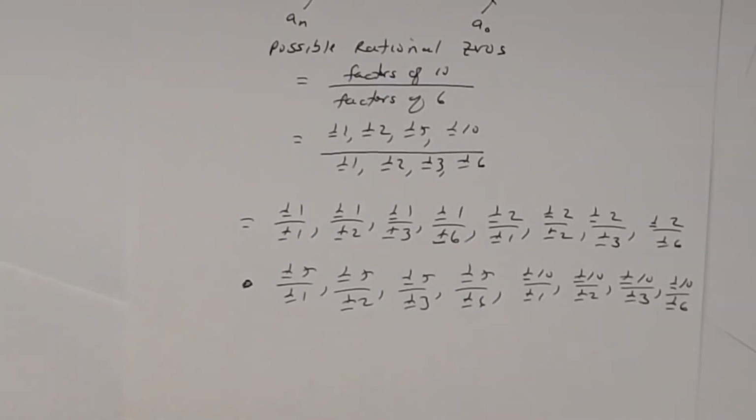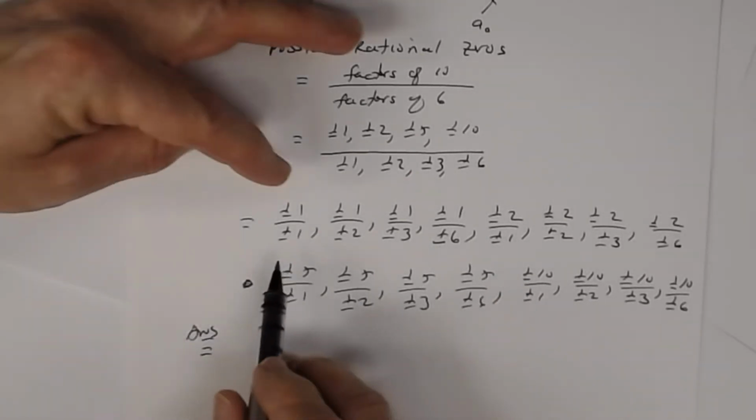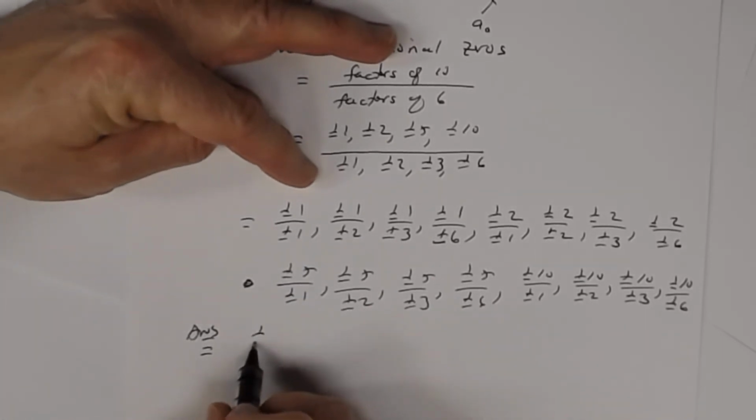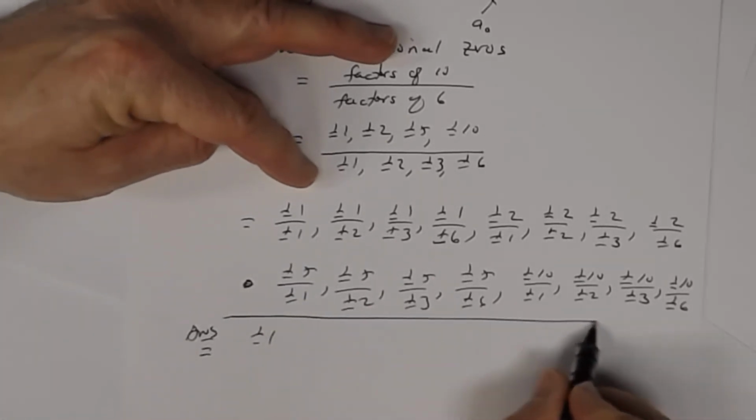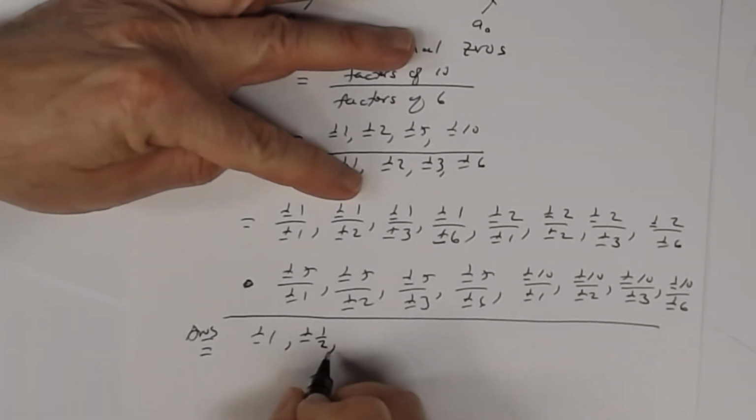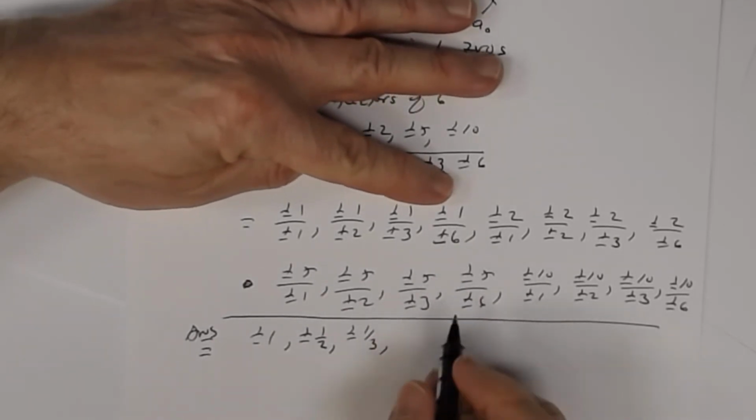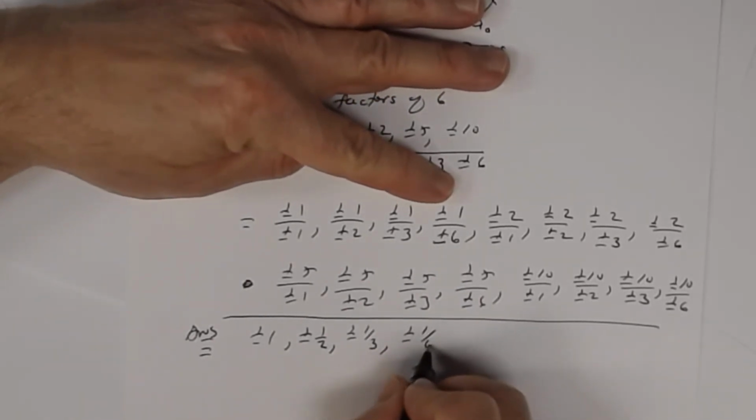Okay? Now that's not the answer because you've got to simplify this. You've got to reduce this. So the answer then will be this. 1 divided by 1 is 1, so we're going to say plus or minus 1. 1 divided by 2 is a half, so plus or minus 1 half. 1 divided by 3 is a third, plus or minus 1 third. 1 divided by 6 is a sixth, plus or minus 1 sixth.